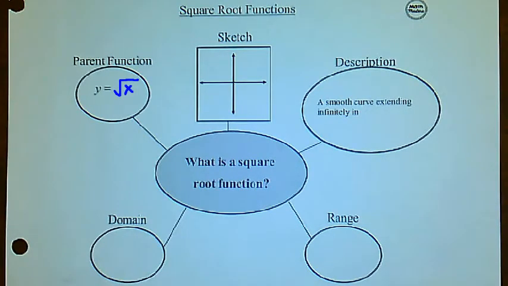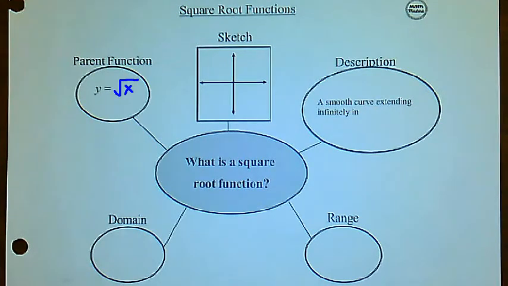So the parent function of a linear equation is y equals x. The parent function of an absolute value is y equals the absolute value of x, and so on and so forth. So basically there's no transformations. There's no shifting left, right. There's no stretching, getting narrower or wider, anything like that.